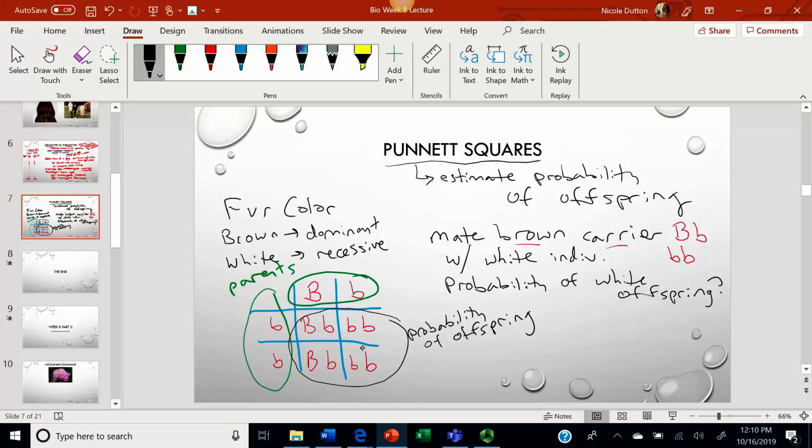Now we look at what genotype these offspring are. Half of them are carriers. So this means that 50% are brown carriers. Half of them are white. They express the recessive traits.